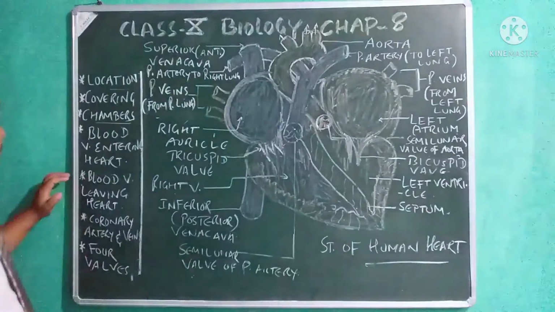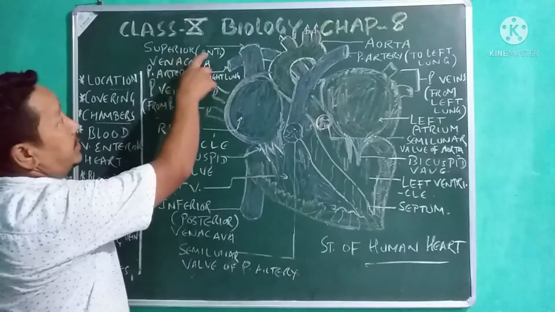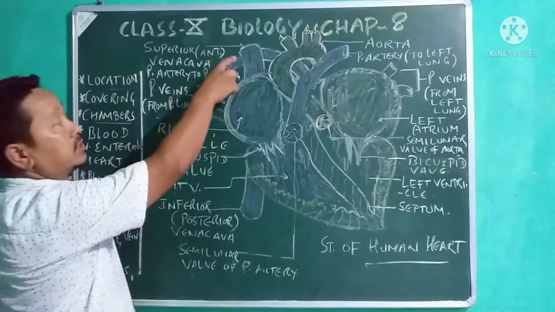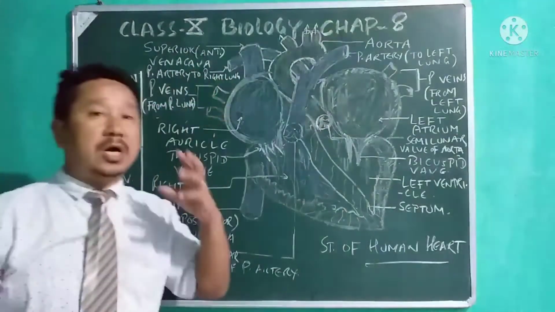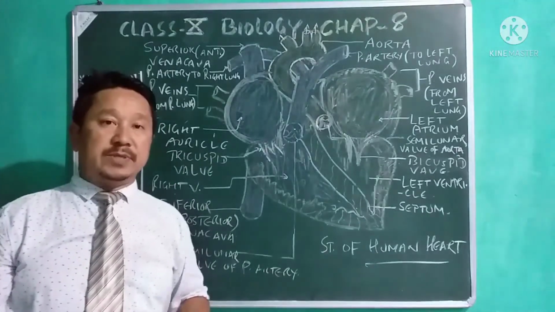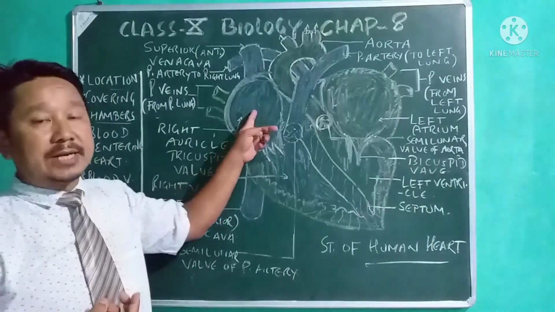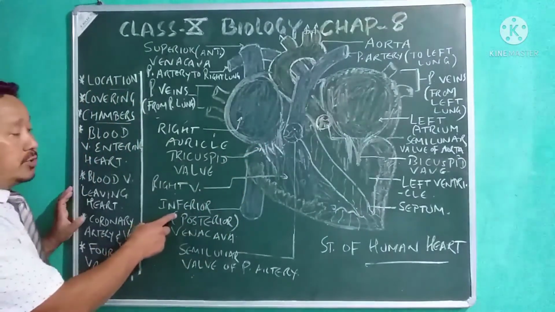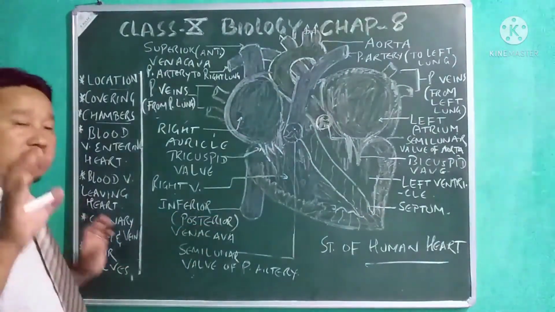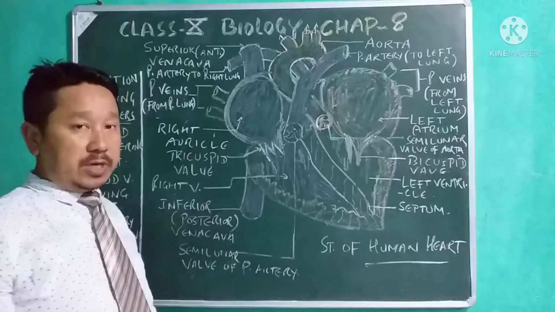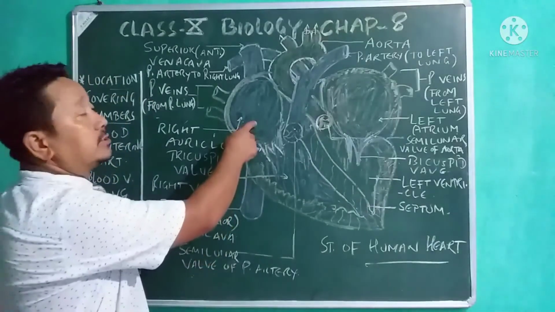See here. The blood vessels entering the heart: this superior vena cava, also called the anterior vena cava, is the one which collects the impure blood, that means deoxygenated blood, from the upper region of the body into the right auricle. Similarly, there is a blood vessel called the inferior or posterior vena cava, which will collect the impure blood from the lower part of the body, the leg region.